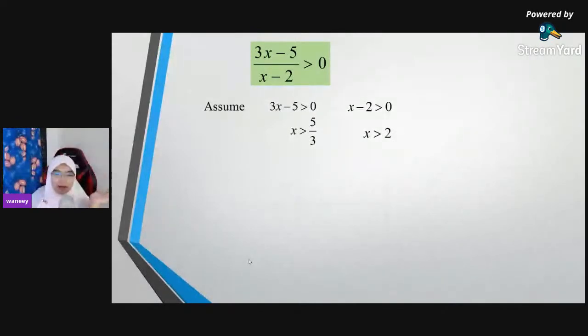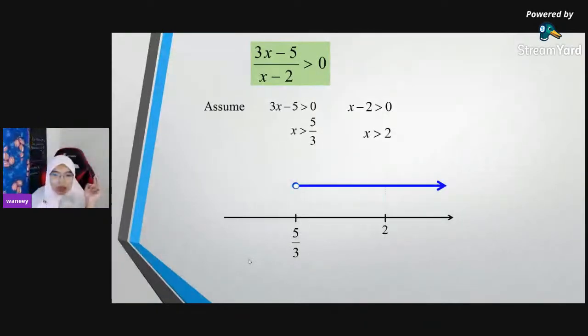So I think 5 over 3 is less compared to 2. So that means 2 should be on the right hand side. 5 over 3 will be on the left. Okay, so 5 over 3 on the left hand side, 2 on the right hand side. We are going to the right hand side of 5 over 3 as well as 2 going to the right hand side. Do make sure to use an empty circle for them.